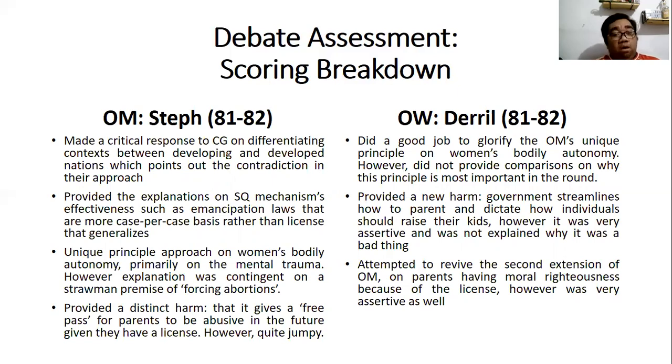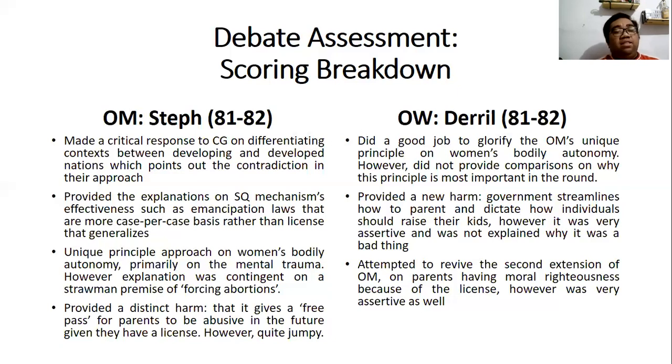So we felt that the opposition member made a critical response to CJ's argument by differentiating context between developing and developed nations, how it's just simply impossible for them to have all of these welfare policies, but at the same time also having limited resources, which is a trait of developing nations. That was very effective in pointing out the contradiction in the approach done by closing government. So we highly credit the opposition member for that.